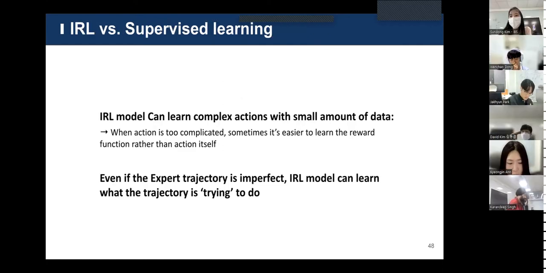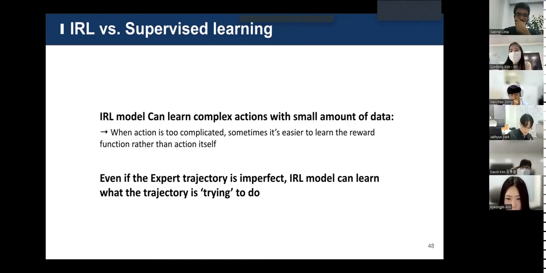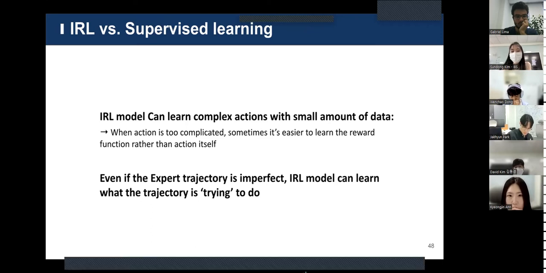The benefit of IRL is that it can learn complex actions with small amount of data. Also, the IRL model tries to learn what the trajectory is trying to do, which is helpful when the expert trajectory is imperfect.